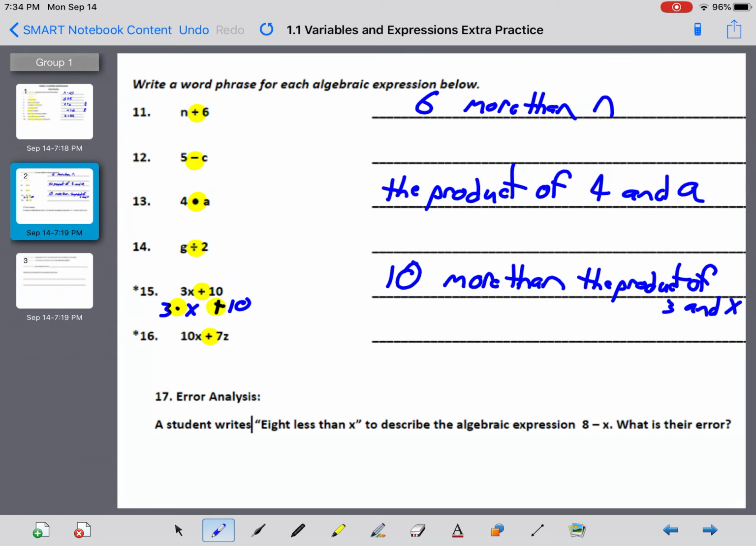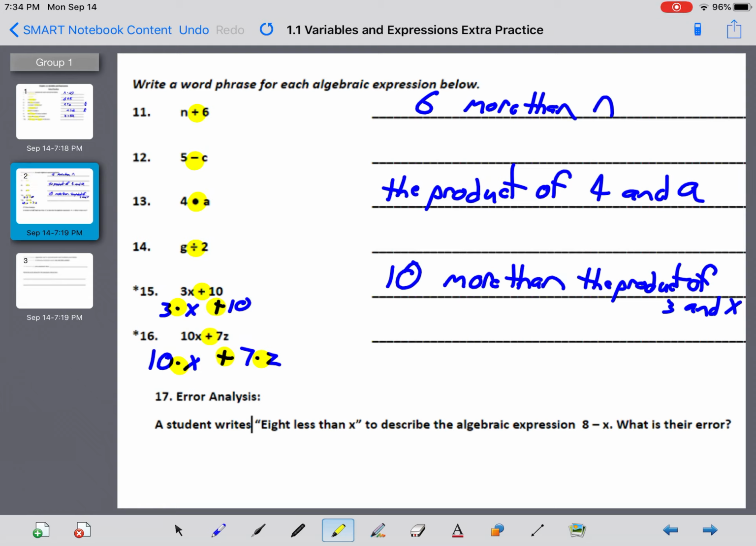Okay, number 16, I'm not going to complete that one for you, but this may help. 10 times x plus 7 times z. So just be careful. I see 3 operations here that we need to include in our word phrase. Again, numbers 12, 14, and 16 you can do on your own.